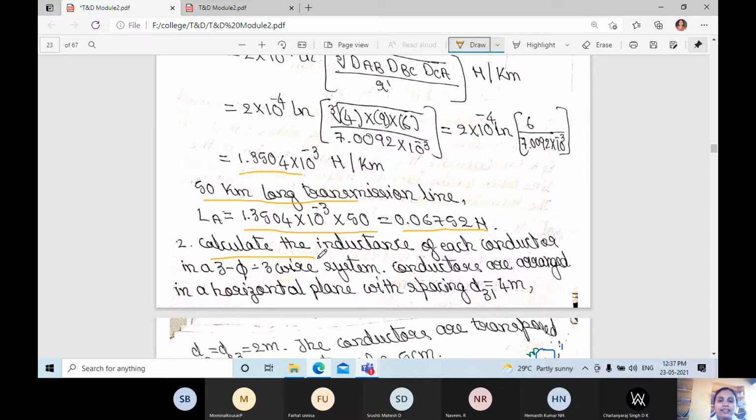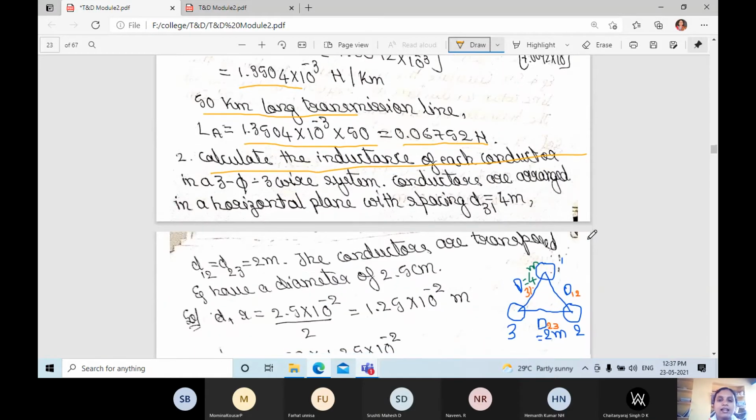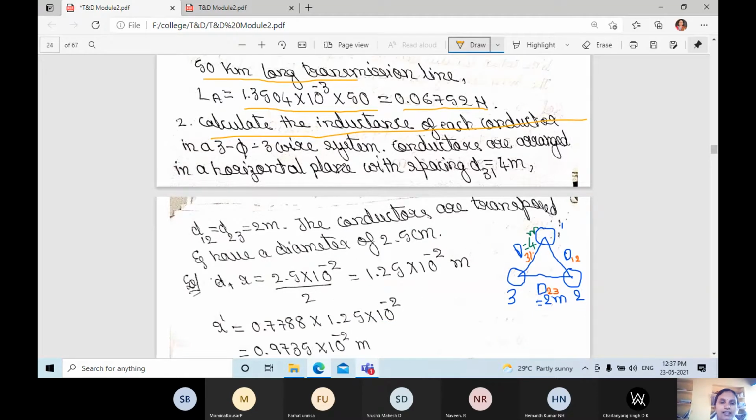Next problem: calculate the inductance of each conductor in a three-phase, three-wire system. Conductors are arranged in a horizontal plane with spacing. They have given the three conductors. The spacing D31 is equal to 4 meter. Here you can observe the figure, the three conductors 1, 2, 3. The distance between 1 and 2 is 2 meter, the distance between 2 and 3 is also 2 meter, and the distance between 3 and 1 is 4 meter.